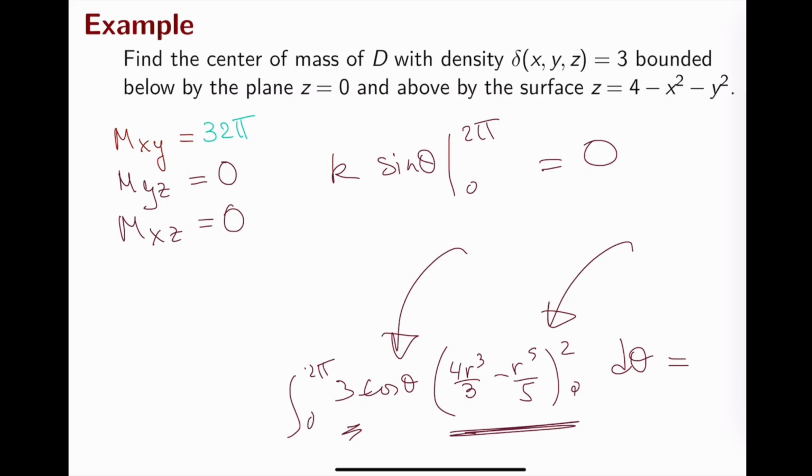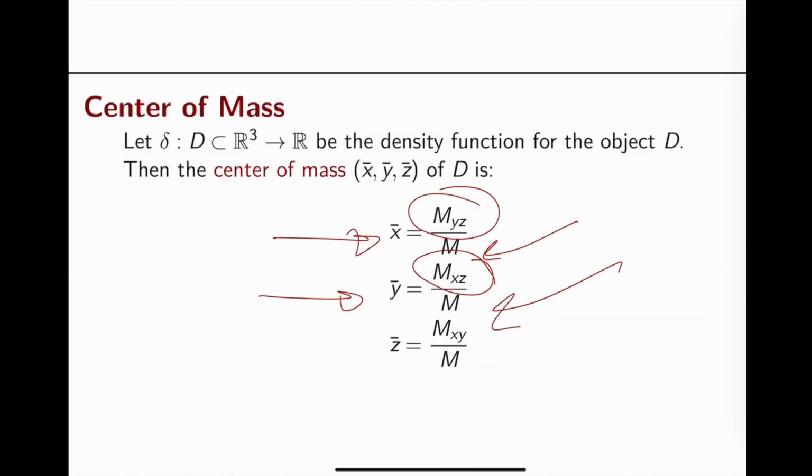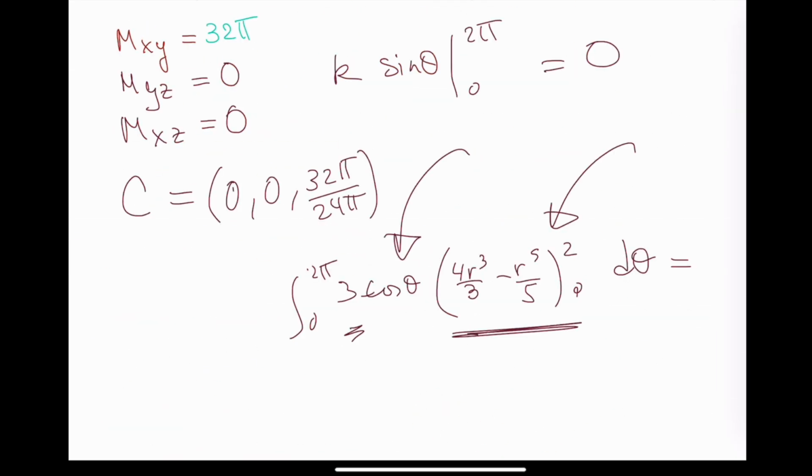And so the center of mass of this object is going to be 0, 0, and 32 pi divided by the mass. Remember that we calculated the mass before. And so the center of mass is going to be 0, 0. Simplifying here, we will get 4/3. So that's the result then of the center of mass of the object.